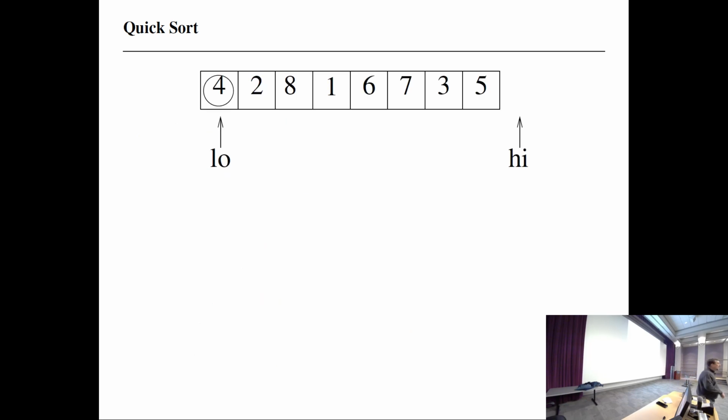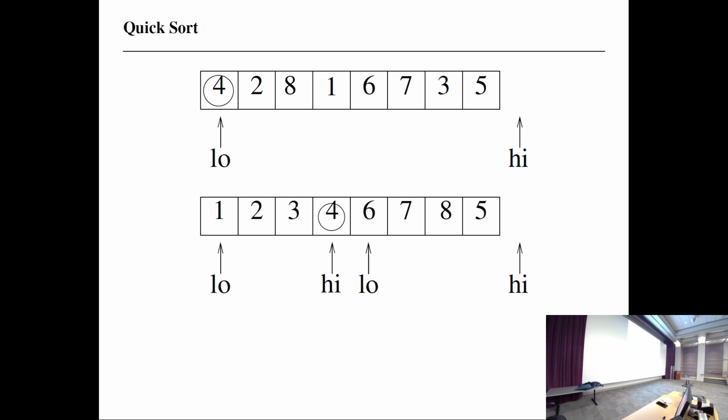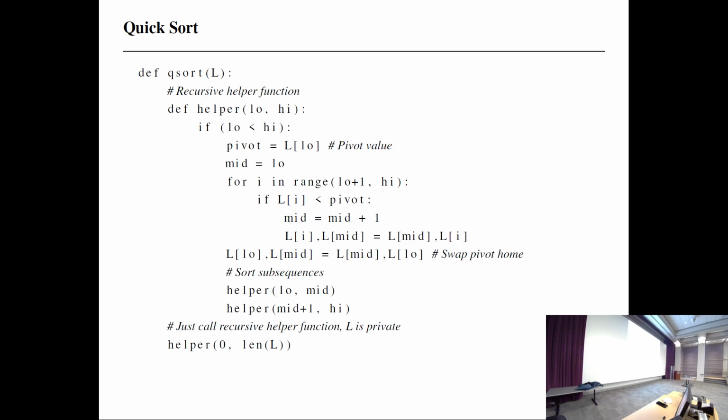So I'm going to do this again, but this time I'm going to do it on a whole list, and we're going to do the whole recursion, I believe, and see how we end up handling everything. So here's my original list. Here's how it ends up after the first pass. The 4 will end up in its 4th location. The 1, 2, and 3 will end up to the left, 6, 7, 8, 5 to the right.